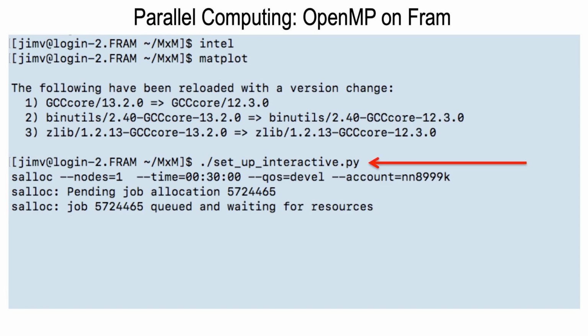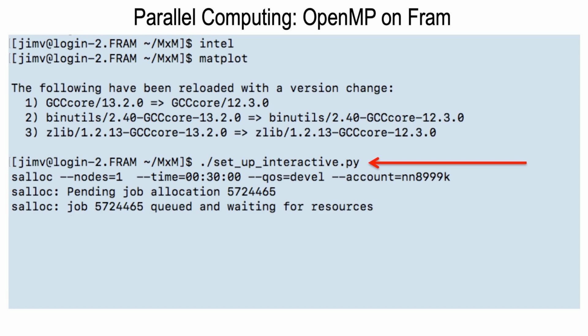We switch to the standard compute nodes using our setup Python script. Here, we'll ask for one node with 32 cores to run our OpenMP tests. Also, we'll instruct our interactive job to wait in the development queue.